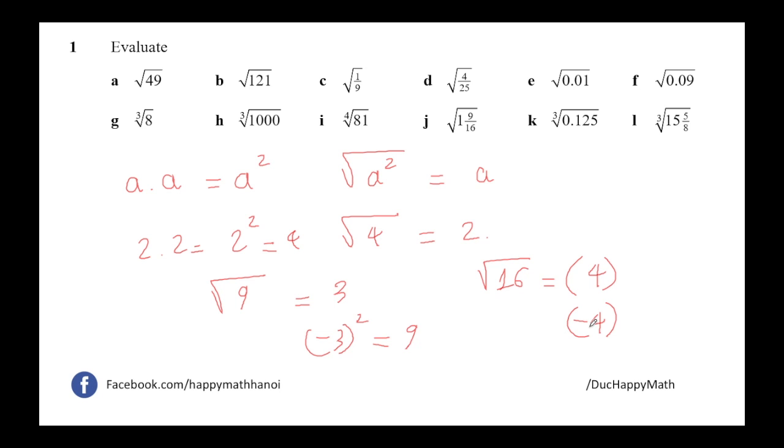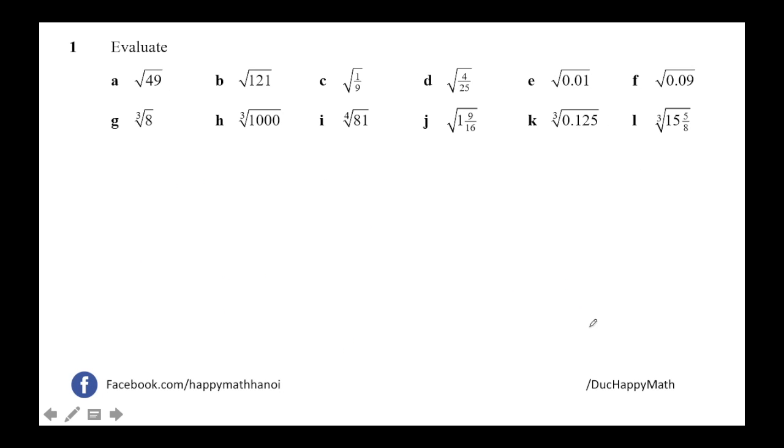Okay, so we can apply this knowledge to question 1. Question A, square root of 49. Which number squared equals 49? Yes, it is 7. How about B? Which number squared equals 121? This is 11. Okay, question C, square root of 1 over 9. Which number, squared, will be equal to 1 over 9? That is 1 over 3.